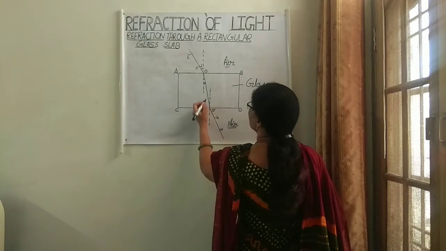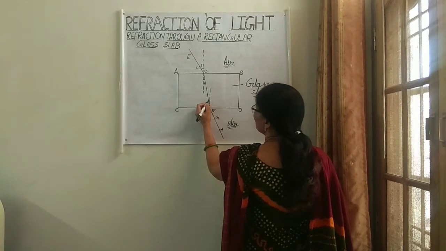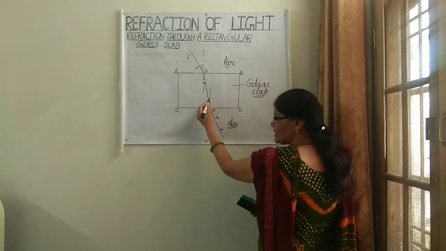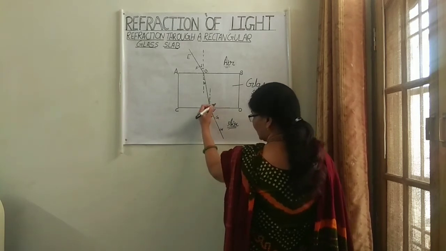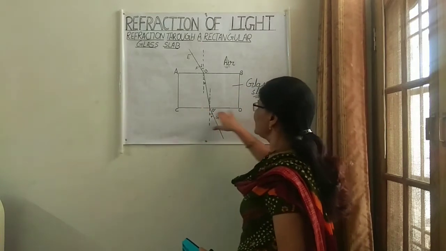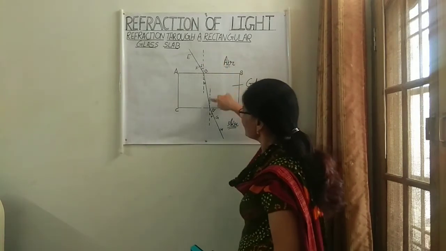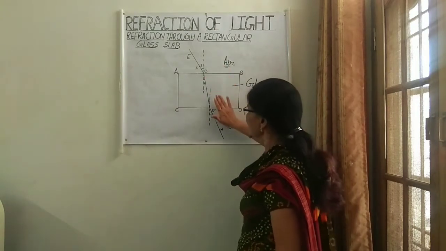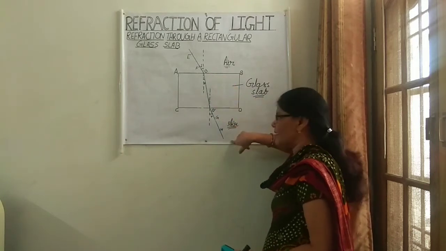Same way here also, when we consider this as incident ray, then this is the refracted ray. This is the angle of incidence formed between normal and incident ray, and this is the angle of refraction for this interface CD between glass and air. So this is incident ray, this is refracted ray, and this is emergent ray for the whole thing.